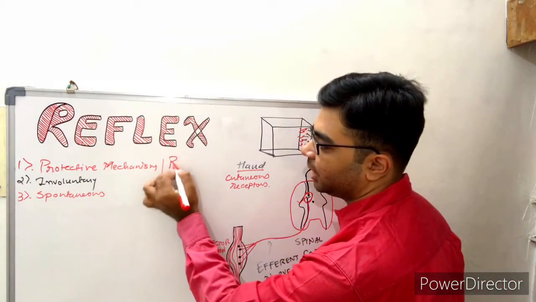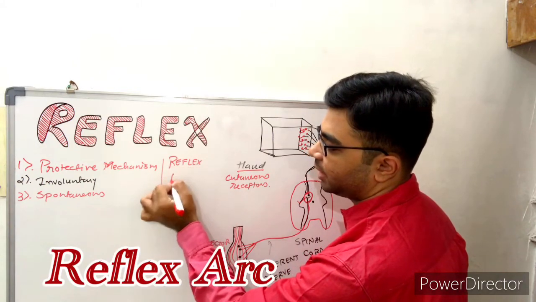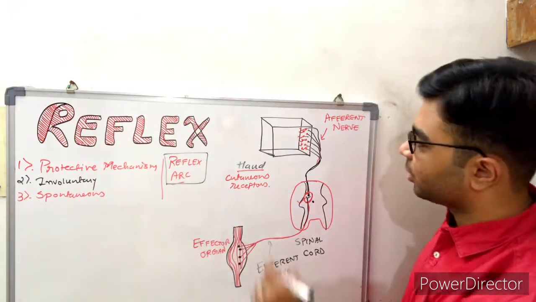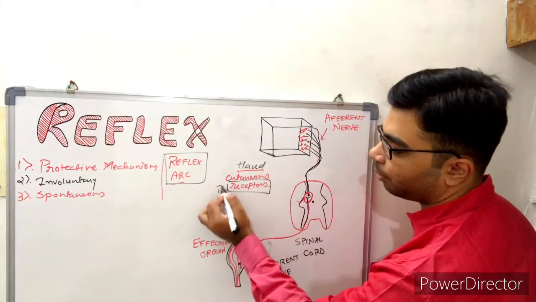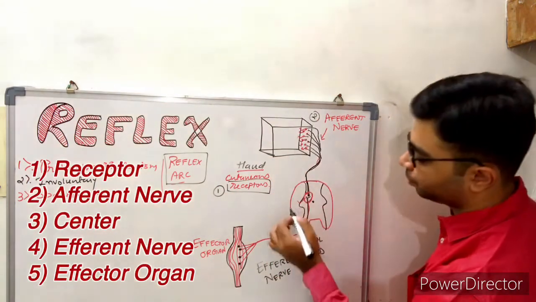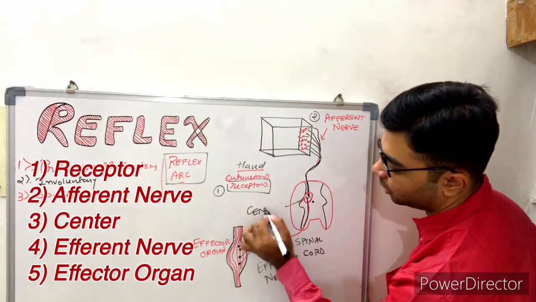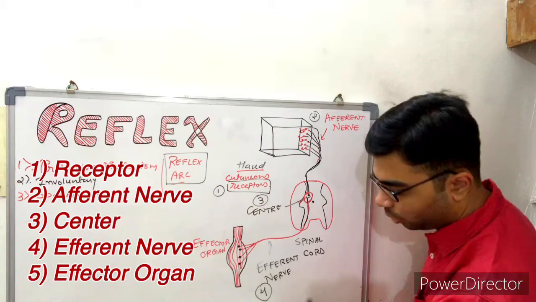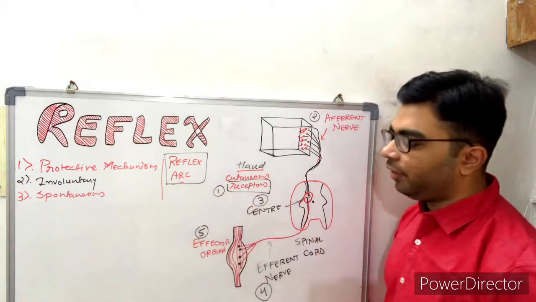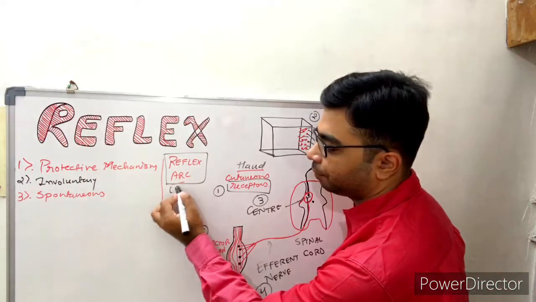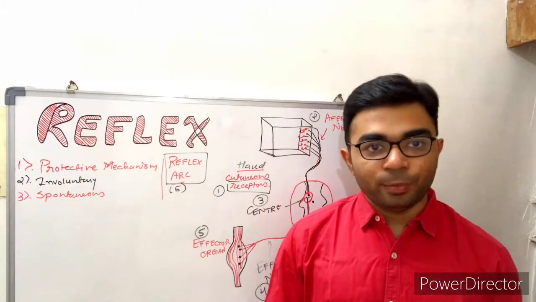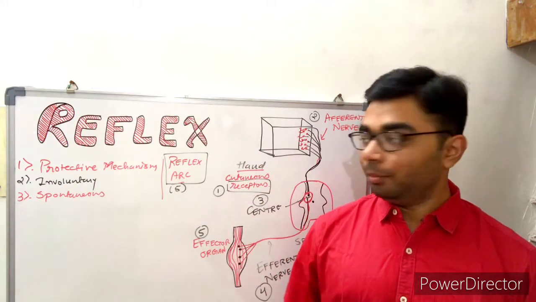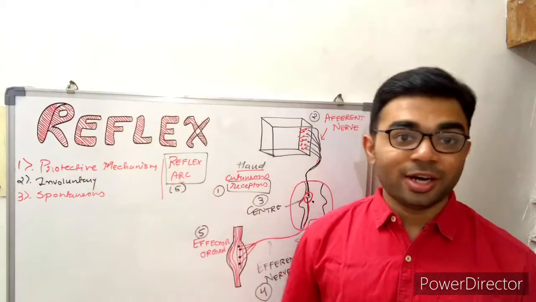Here comes the concept of the reflex arc, and this reflex arc consists of 5 points. The first is the receptors. Second is the afferent nerve. Third is the center. Fourth is the efferent nerve. And the fifth is the effector organ. So the reflex arc consists of 5 components. I have shown all the components. Now let's take an example and merge these 3 points with that example.